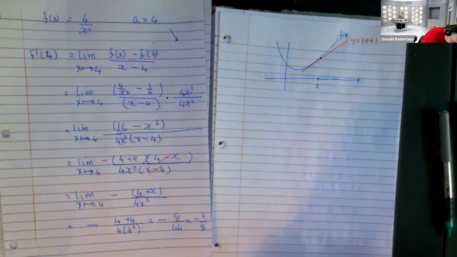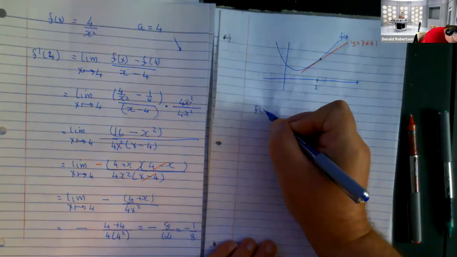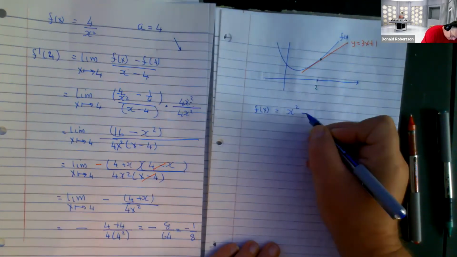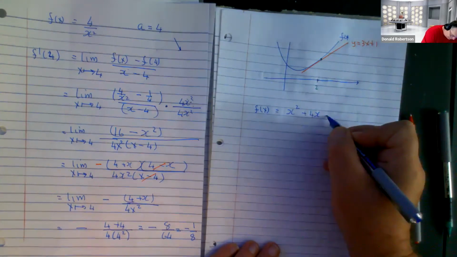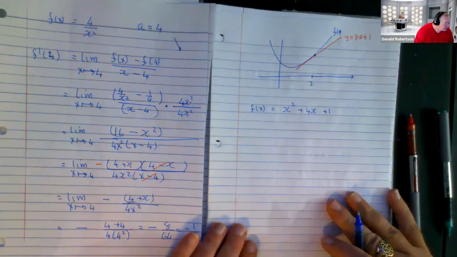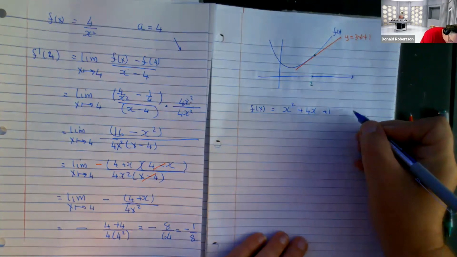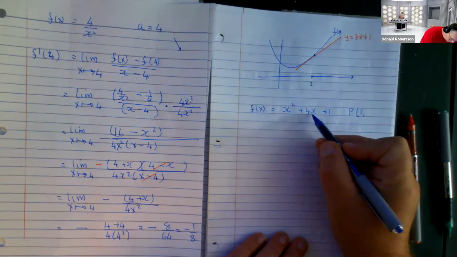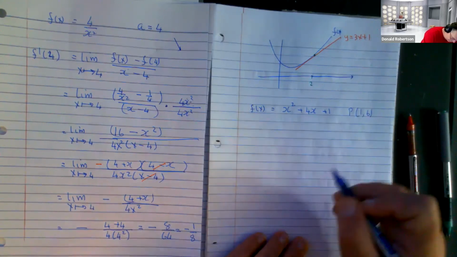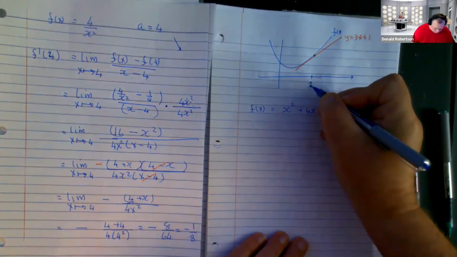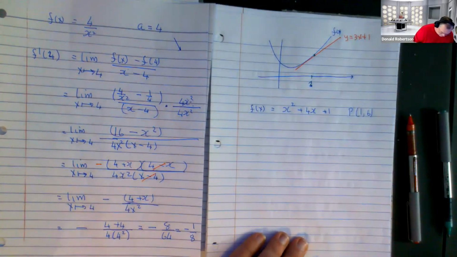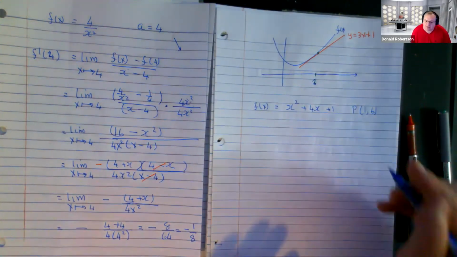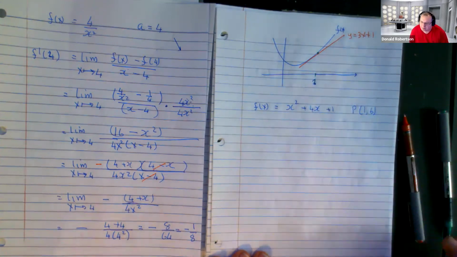So I'm going to pick a nice quadratic because they're easiest to do. And it's going to be x squared plus 4x plus 1. And I'm interested in the point 1, 6, right? So pretend that point is P. So we're going to find the slope of the tangent line to this curve at that point.